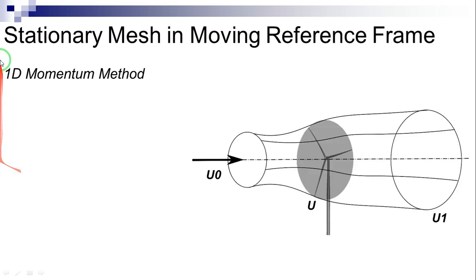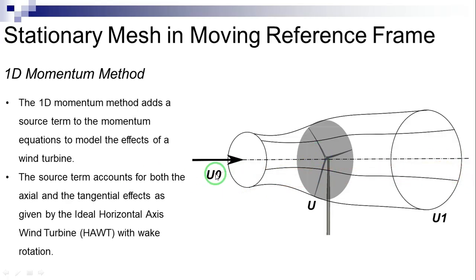1D momentum method. A wind turbine extracts mechanical energy from the kinetic energy of the wind. It acts as an actuator disc, slowing down the wind speed from u0 to u at the rotor plane and further slowing it down to u1 in the wake. Moving upstream to downstream, the velocity decreases and the streamlines diverge to comply with continuity.